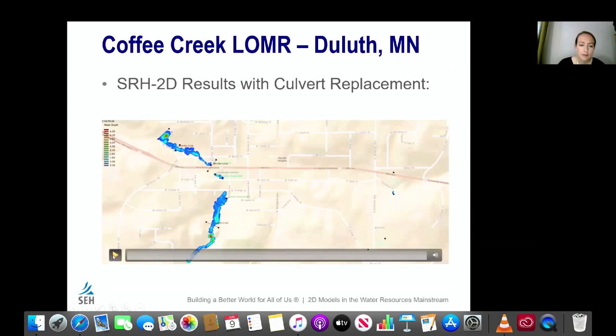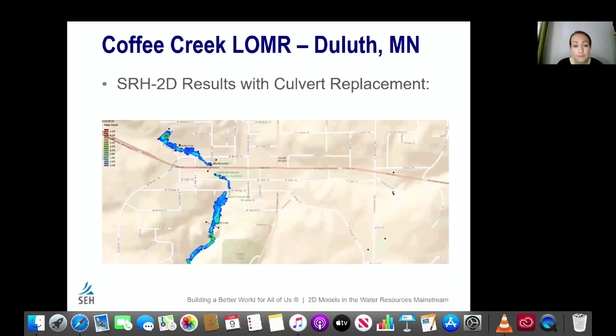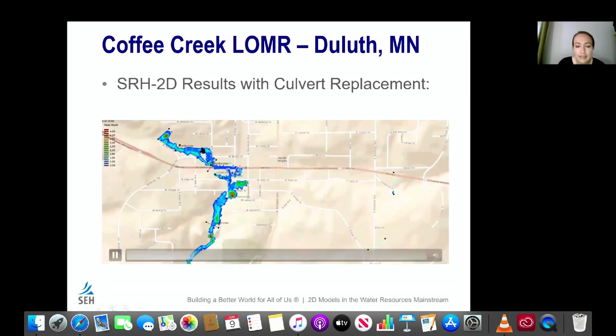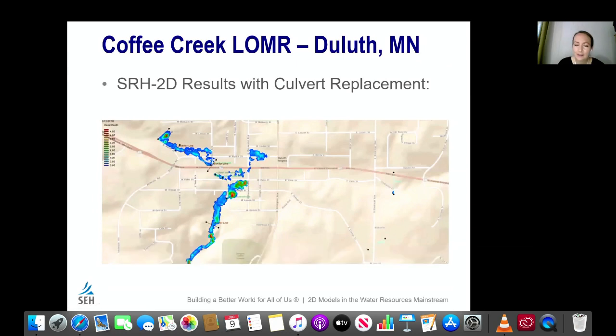We took the SRH 2D model and plugged in that larger culvert size and ran it again. We were fully expecting it to show no breakout flow. But what we see here is a secondary breakout flow path that allows water to get into this north-south street and be conveyed into Central Entrance. And certainly the water that's splitting here and flowing down Central Entrance is less than the existing condition, but it was really surprising for us to see that any breakout flow was still occurring.